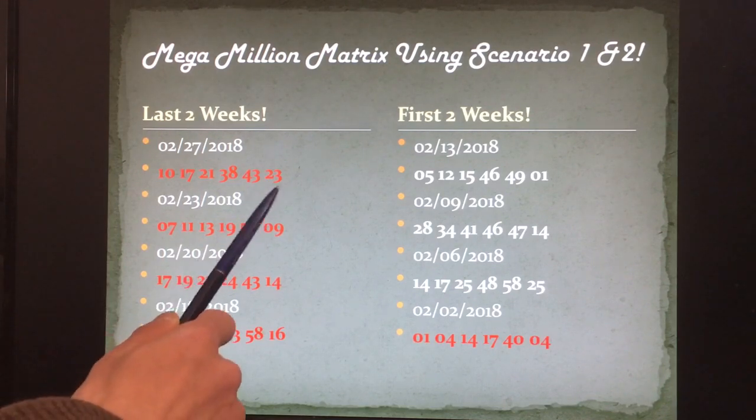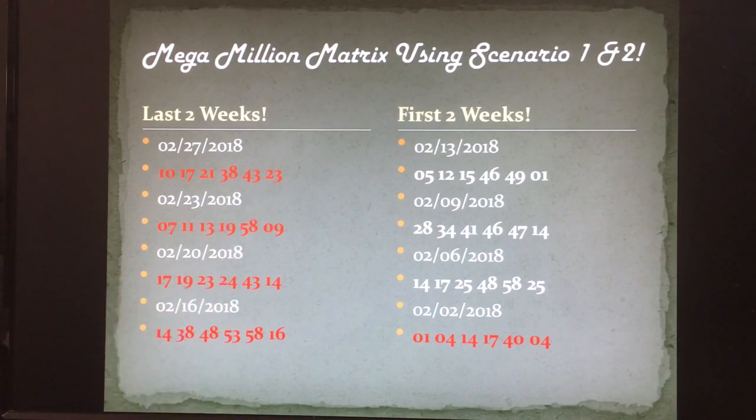And if you choose the 23 correctly, you will hit 4 for 5 and the mega ball. Now let's look at 220, same thing. 17, 19, 23, and 24. Now if you play scenario 2, you will hit 4 out of 5, and if you choose a 14, you will hit 4 out of 5, including the mega ball.